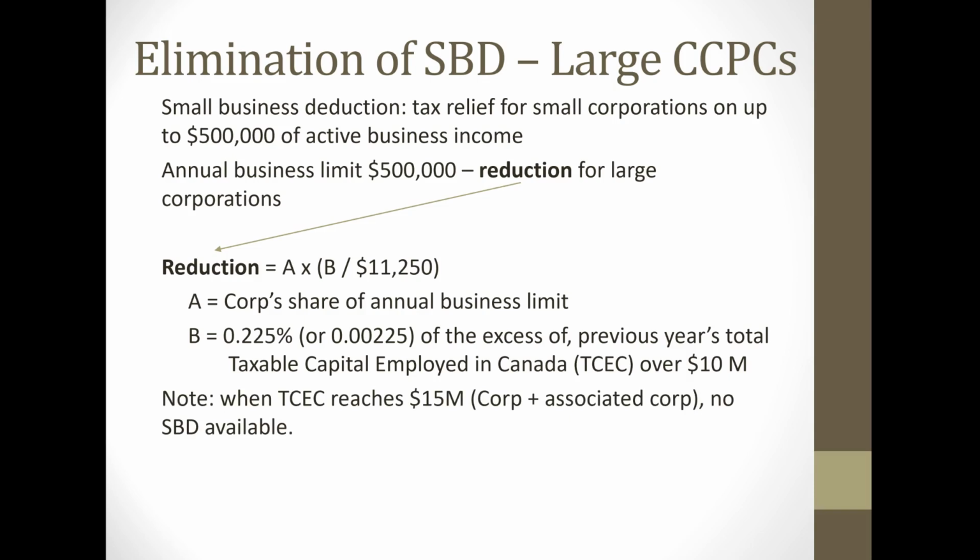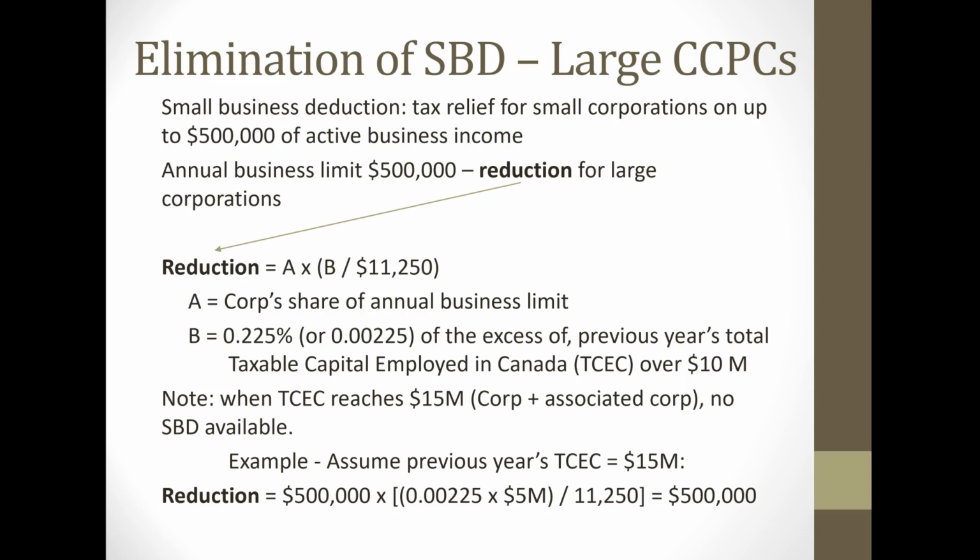So also note that when taxable capital employed in Canada reaches $15 million, now this is for the corporation plus any associated corporations, then that's going to eliminate the entire small business deduction. So any large CCPCs that have taxable capital employed in Canada of 15 million or over, including those of associated corporations, would not have any small business deduction available. So let's look at this example. Assume that the previous year's taxable capital employed in Canada was 15 million. So how would that work in our reduction formula?